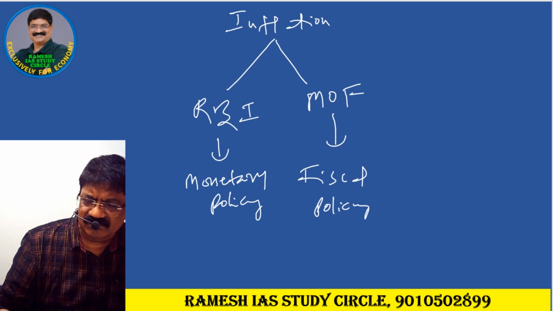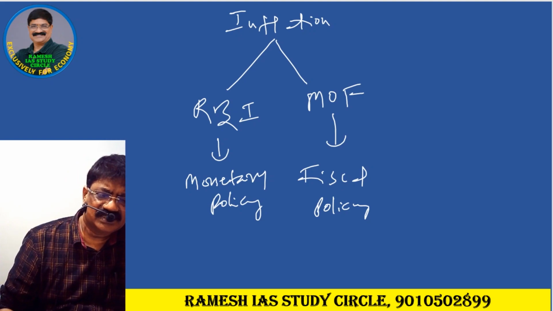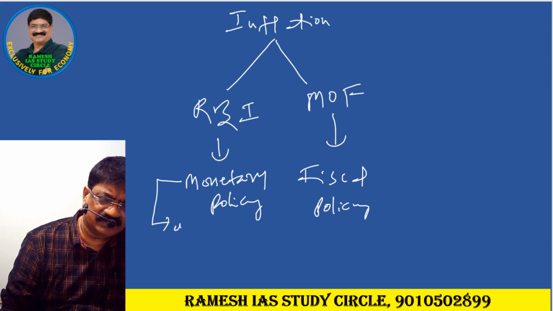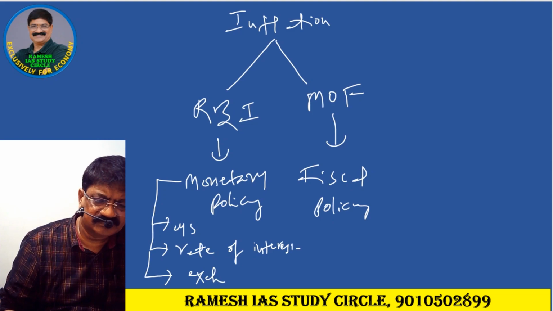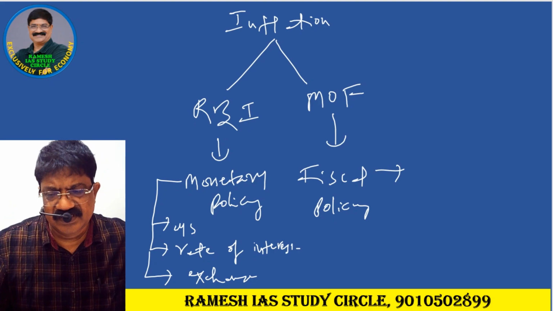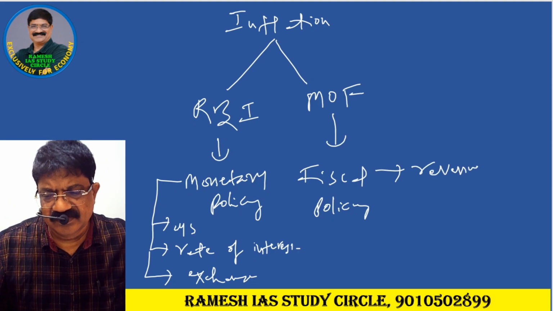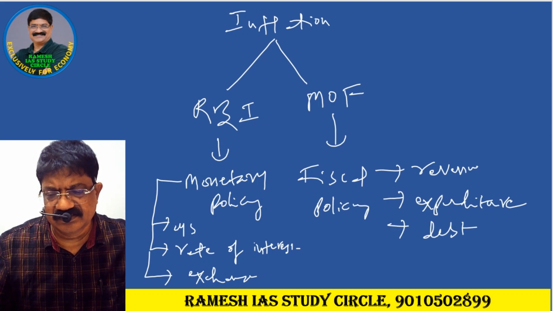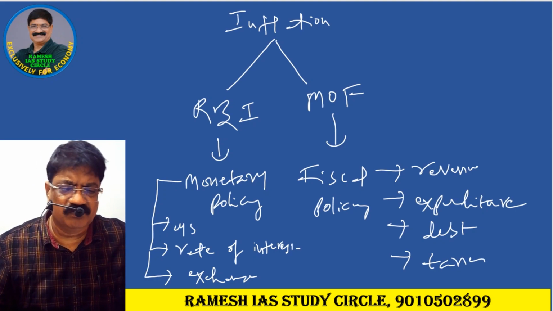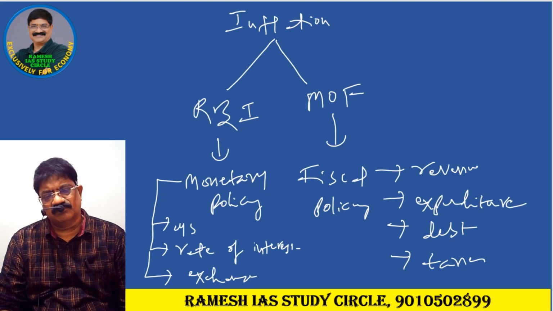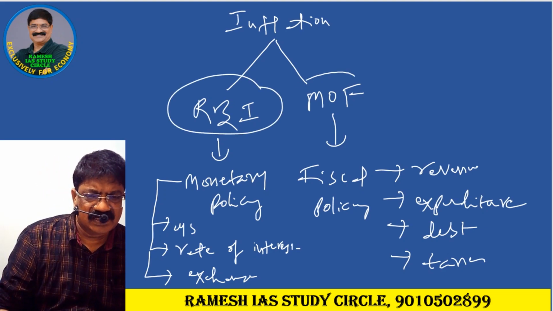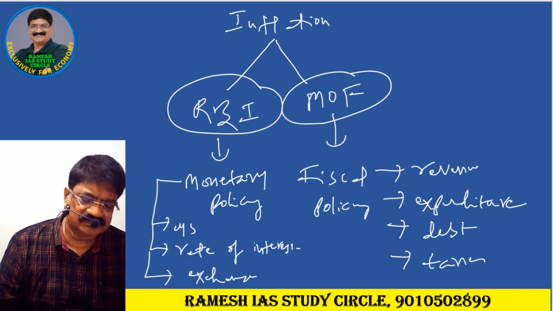So what are the monetary policy components? What are the fiscal policy components? Here the monetary policy components are money supply, rate of interest, and then the next one is exchange rate. With reference to fiscal policy: government revenue, government expenditure, government debt, taxes. These are the components of fiscal policy, and those other components are monetary policy. One side the Reserve Bank of India, other side the Ministry of Finance, are doing their best to control inflation.